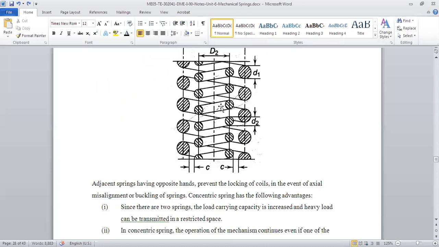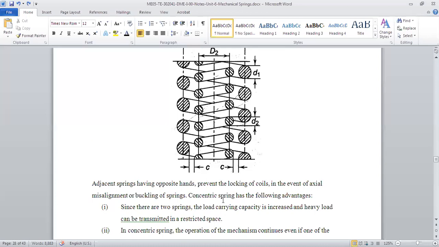Now, when we have concentric springs of different lengths, then when we apply load, the load will be taken only by the spring having more length, until the deflection is such that the lengths of both springs are the same, and then the load will be taken by the combination, K is equal to K1 plus K2, right?